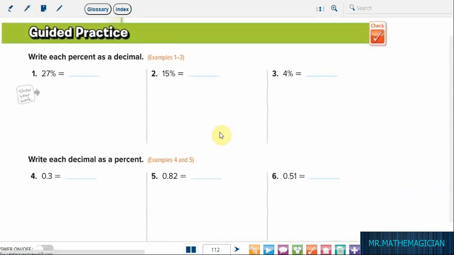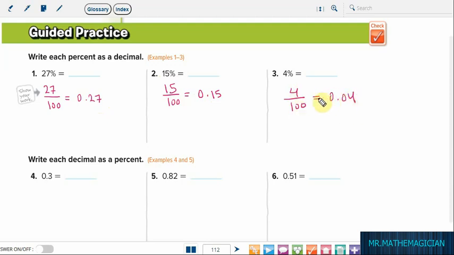Let's solve the guided practice together. Write each percent as a decimal. 27% means 27 over 100, and this means 0.27. 15% is like 15 over 100, and this is 0.15. 4% is like 4 over 100, and don't forget this is only one digit, so 0.04.